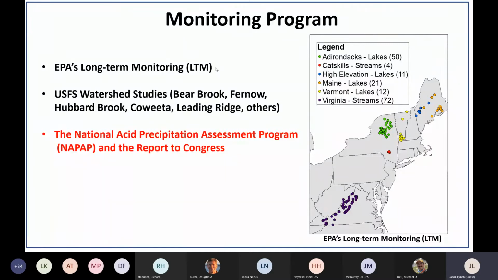This led to the development of the National Acid Precipitation Assessment Program. It was an important program. About $500 million was available to continue to understand acidification and ultimately provide recommendations to Congress on how to deal with this issue.